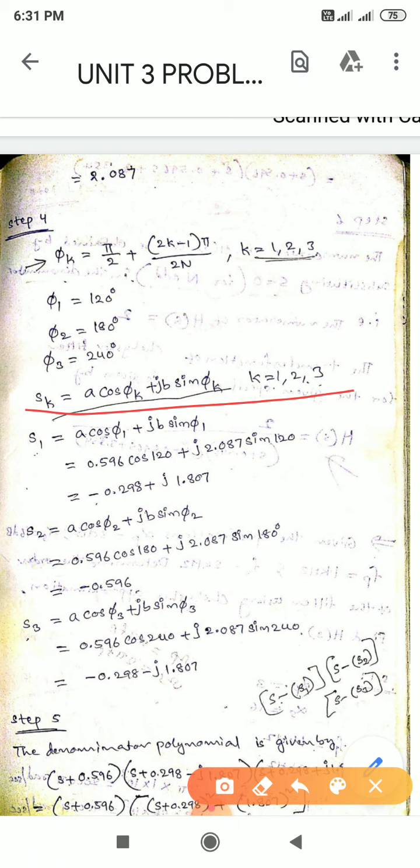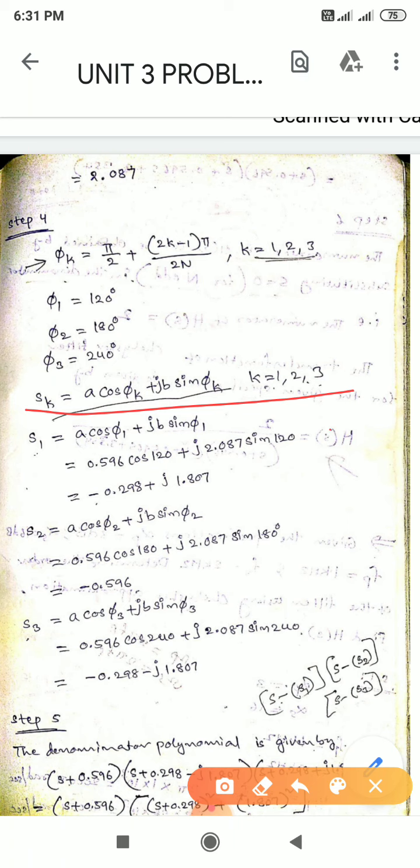Capital N we have already calculated. The capital N value is 3. So k is equal to 1, 2, 3. For these values of k we are determining the poles, the roots S1, S2, S3, corresponding to k equal to 1, 2, 3.